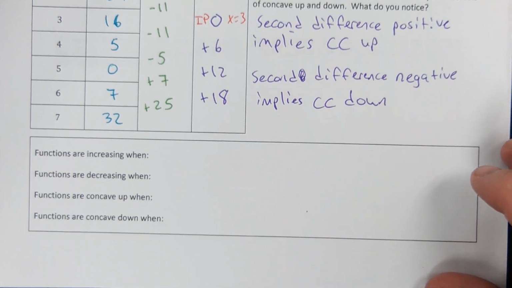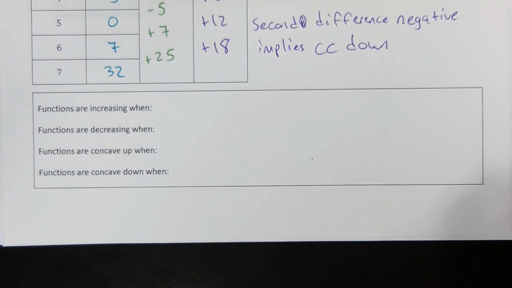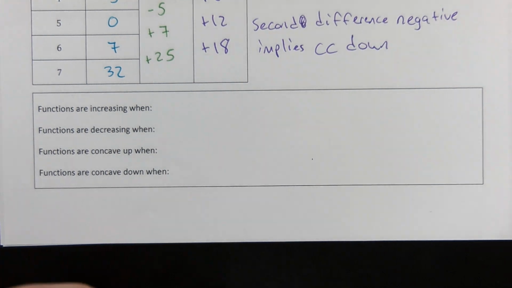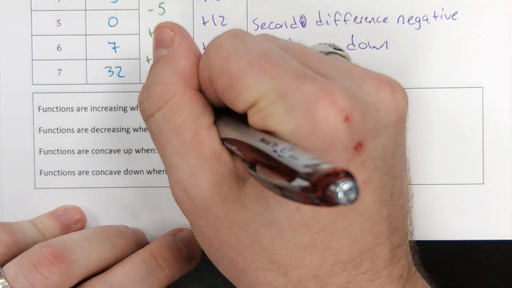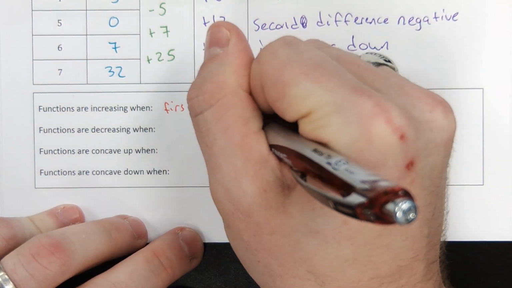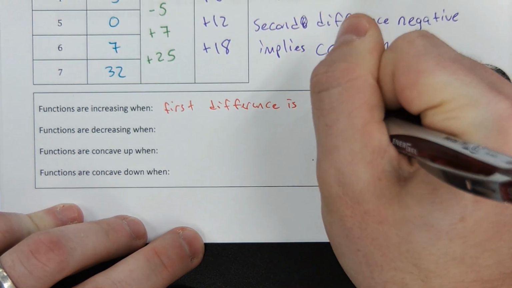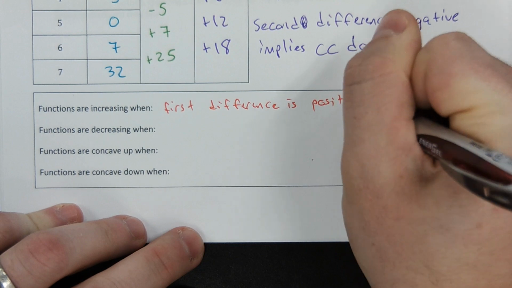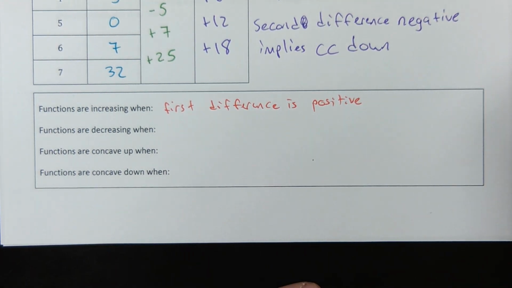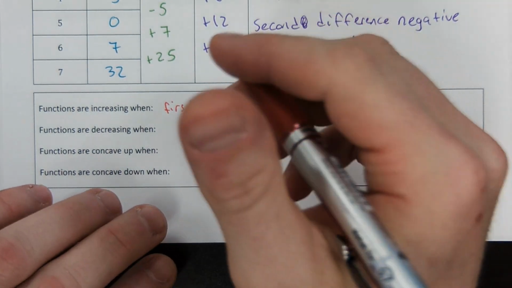So let's fill out this bottom table, and I'm actually going to write a little bit more underneath it as well. I'm not really sure if it's necessary for you to have this level of understanding for AP Pre-Calc or not, but it is necessary for AP Calculus, so you might as well learn it now. First of all, when are functions increasing? Functions are increasing when the first difference is positive. Therefore, functions are decreasing when first difference is negative.